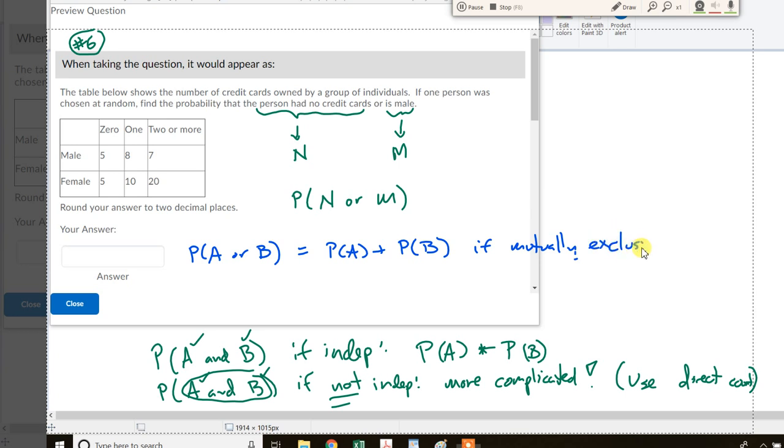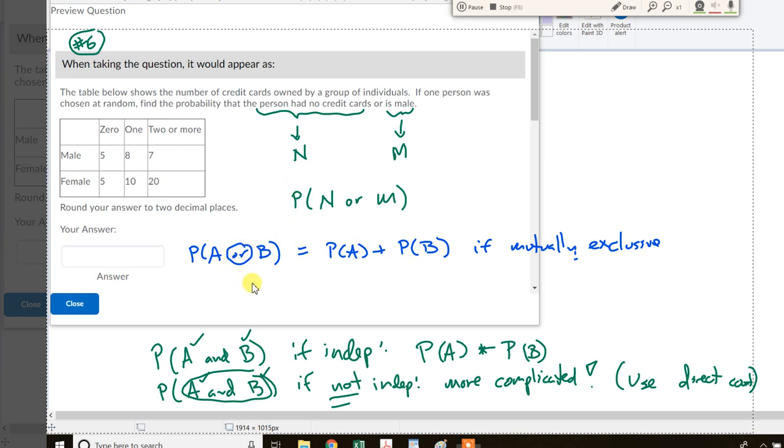Mutually exclusive means they don't occur at the same time. Okay? If you have one, you cannot have the other. For instance, wearing sneakers, not wearing sneakers. Drink coffee, don't drink coffee, that sort of thing. Those are mutually exclusive events. If one's happening, like over 6 feet, under 6 feet, those are mutually exclusive events. If they're mutually exclusive, you can just add the probabilities to get the or.